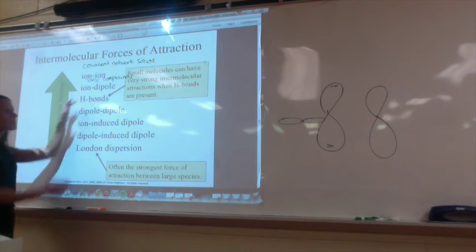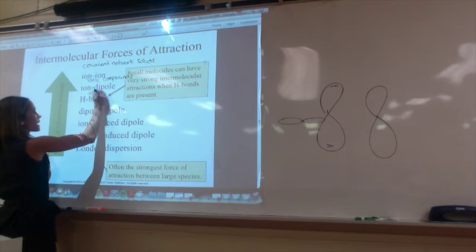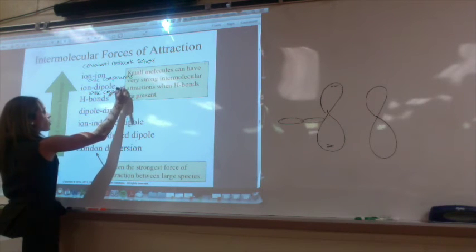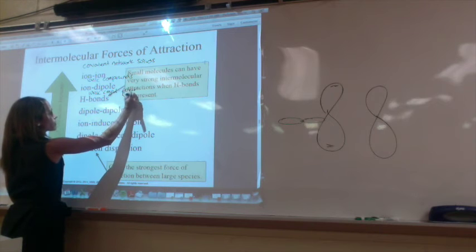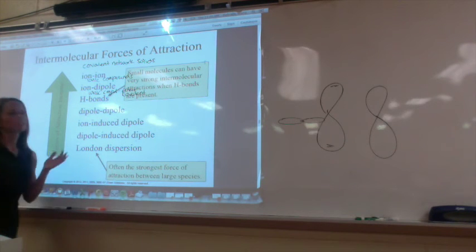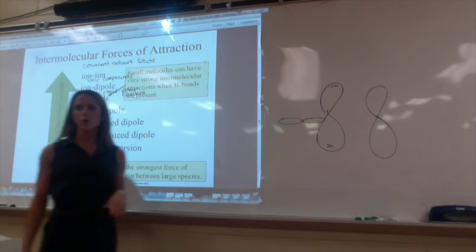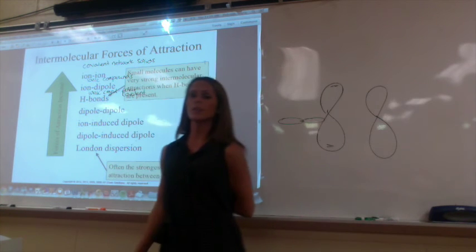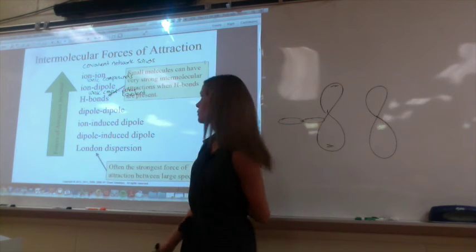Ion-dipole. This is when you have an ionic compound with a polar molecule, polar covalent. So that was what we discussed when we said sodium chloride dissolves in water. Or any ionic compound can dissolve in a polar molecule.